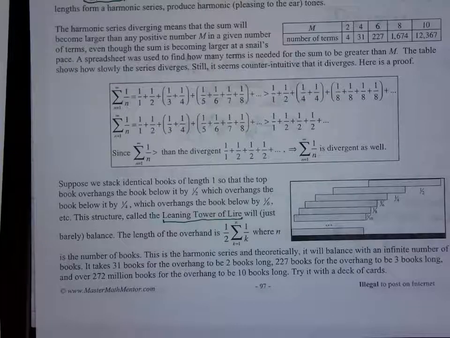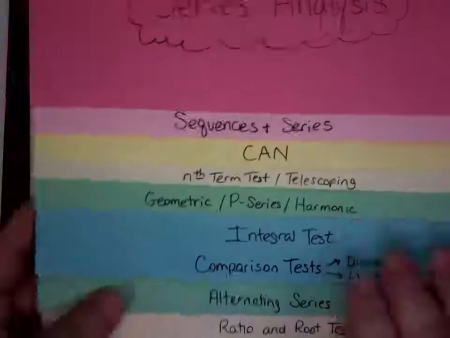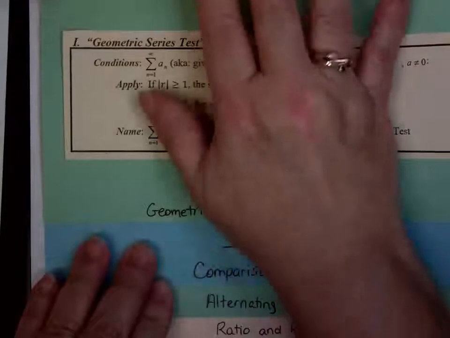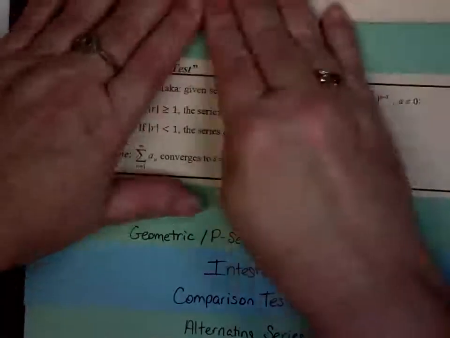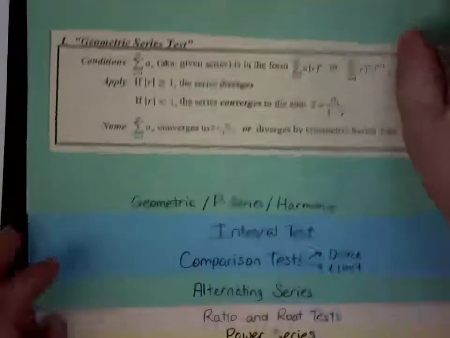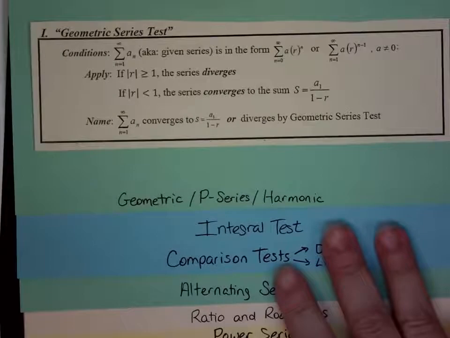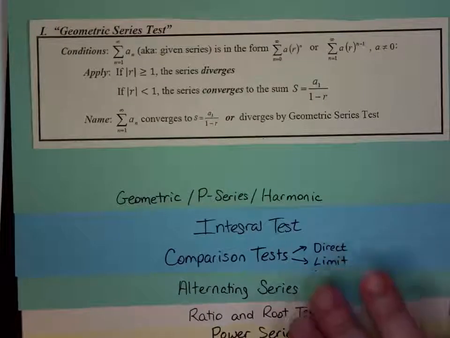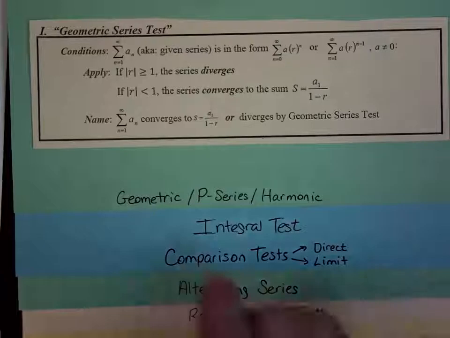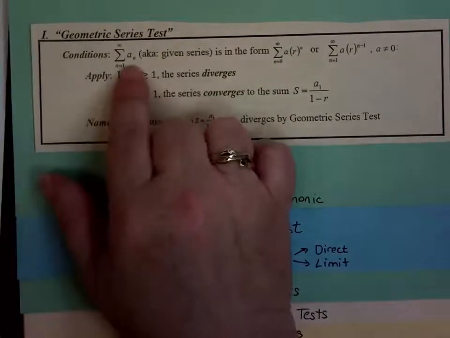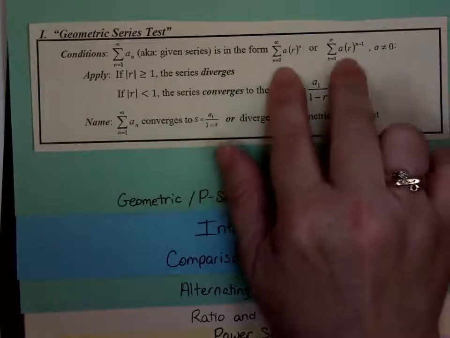All right, now in the flip chart, if you would turn to the page where we glued the stuff on today, the geometric p-series harmonic page, wherever you have the geometric one, look at that first. This is kind of a summary of everything that we've done so far. Okay, the conditions have to be, it has to be in the form of one of these two.